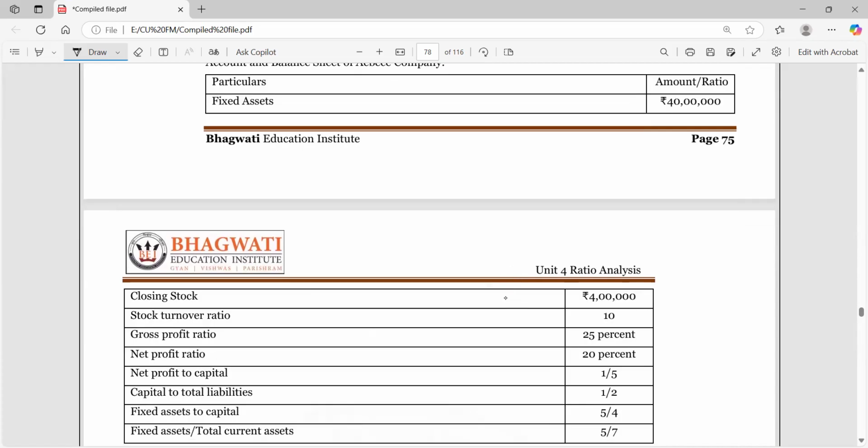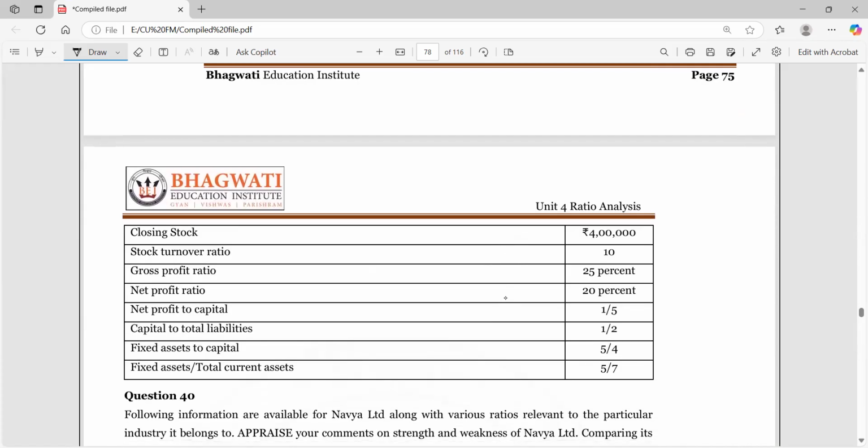Fixed asset is 40 lakhs. Closing stock is given as 4 lakh. Listen, if closing stock is separately mentioned in the question, then in most of the cases, you will have information for calculating average stock. Stock turnover is 10 times. Then gross profit margin 25%. So remaining 75% COGS. Net profit margin 20%.